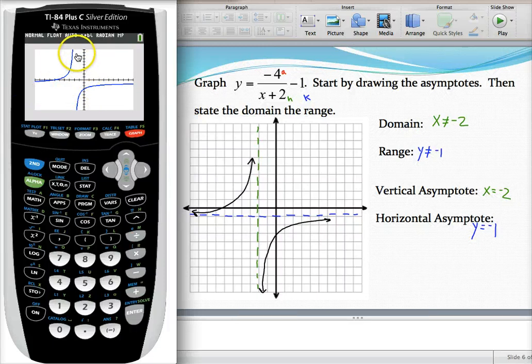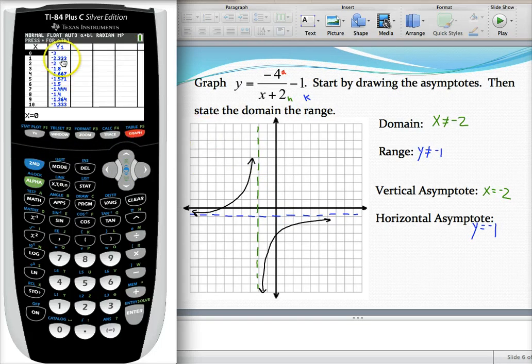So we can kind of estimate where that asymptote is located, the horizontal and vertical. However, one way to be a little more accurate is to look at your table. So let's do that. Hit second and graph to look at your table. So here's a bunch of points. If you did need to be more accurate, you could plot some of these points.